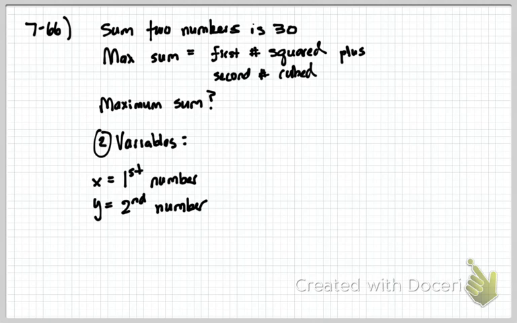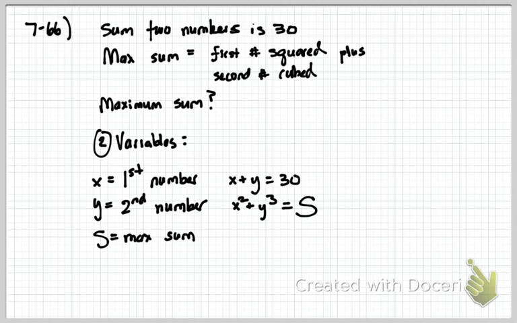And then we know a couple things. So now there's a couple equations. We know that x plus y, our first plus our second number, is equal to 30. We also know that our first number squared plus our second number cubed is going to equal, we'll call this s. And we'll call s, if we go back to the variable problem, our maximum sum. Okay? So that's our variable.